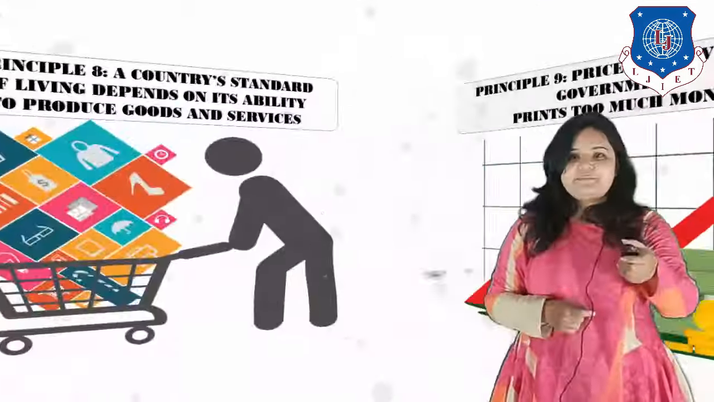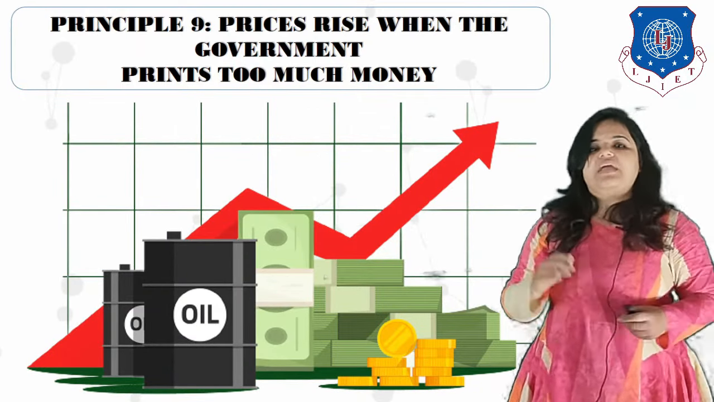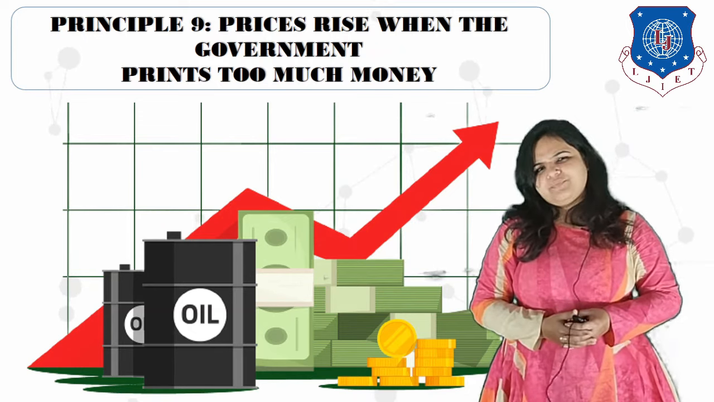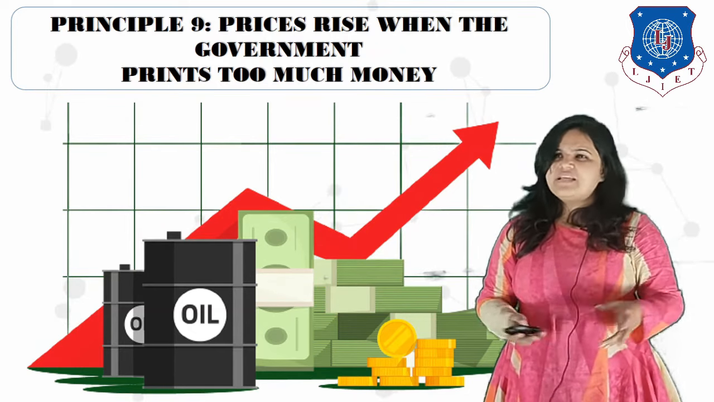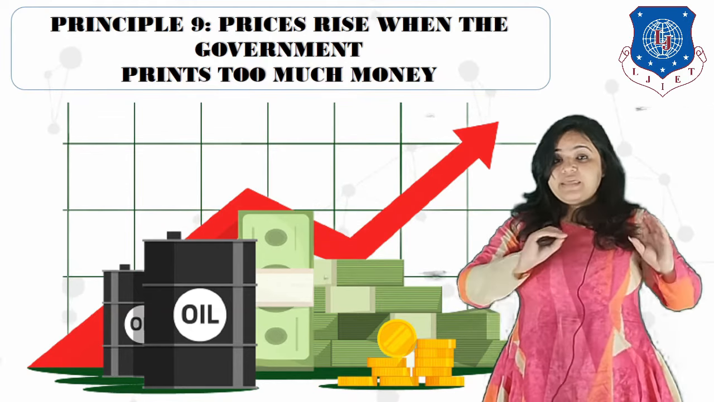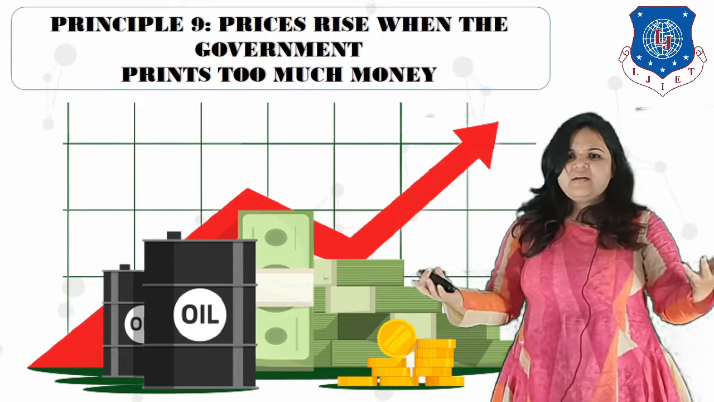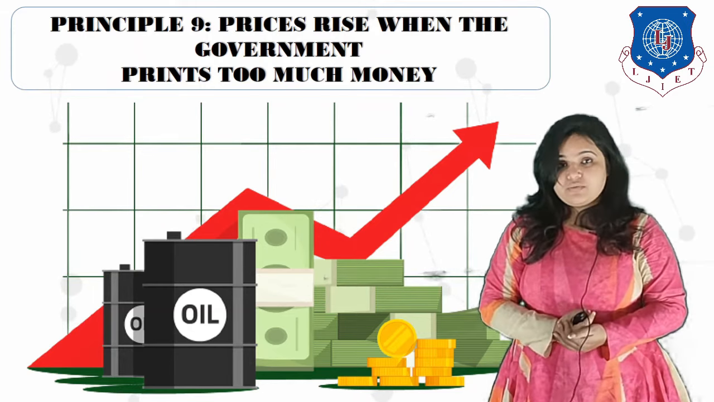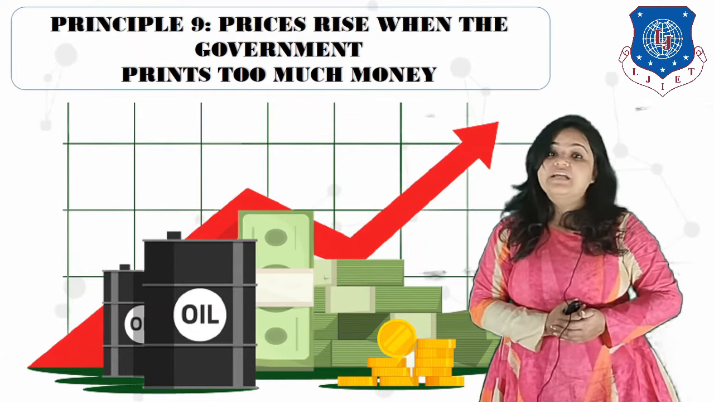The 9th principle says that prices rise when the government prints too much money. Wouldn't the government have thought that there is an easy way to eradicate poverty? Just print more money, distribute this money amongst all the citizens of India, and it's good to go. No, students, it will give rise to inflation because the value of money would decrease.